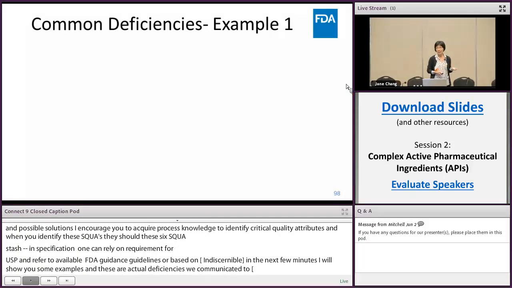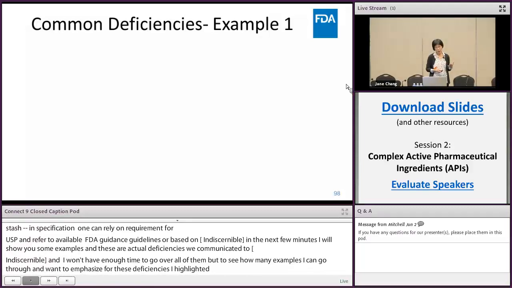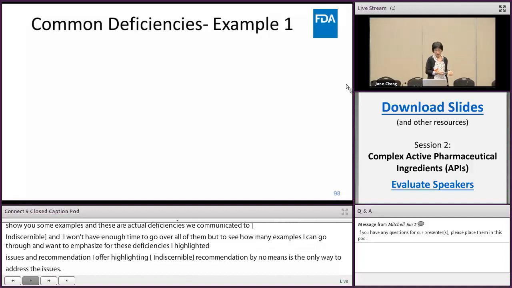Also, I want to emphasize for these deficiencies, I highlight the core issues in red, and the recommendations I offer are highlighted in blue. Another point I want to emphasize is that the recommendation by no means is the only way to address these issues, but nonetheless, we try to offer you an approach, a way that you can address these issues. So the first example is related to lack of negative controls for a drug substance that is a mixture.